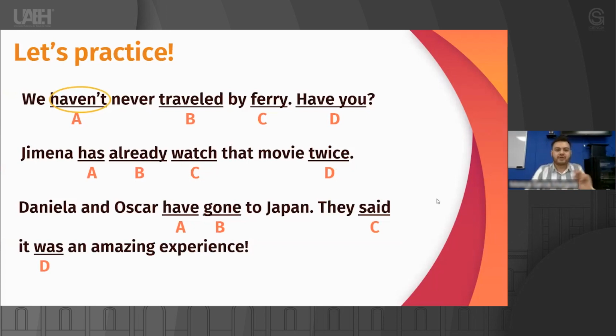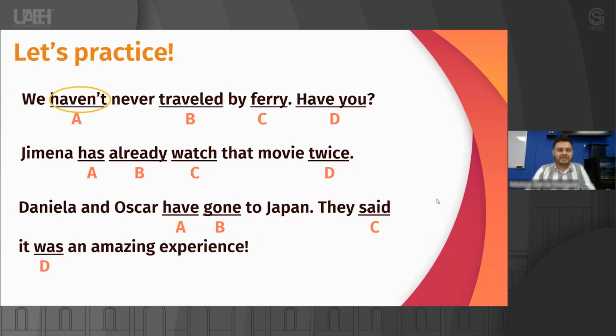What about our second example? Jimena has already watched the movie twice. This implies that the activity is complete. So we're using has because Jimena is a she, but what is incorrect? The mistake is letter C, of course. Keep in mind that the action should be in the past participle form. Therefore, it should be watched with ed, not watch.